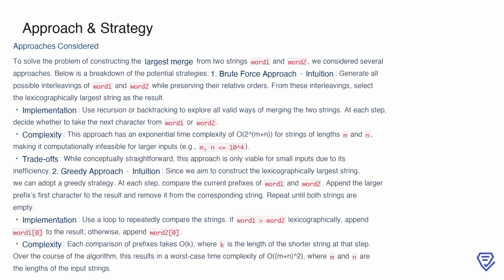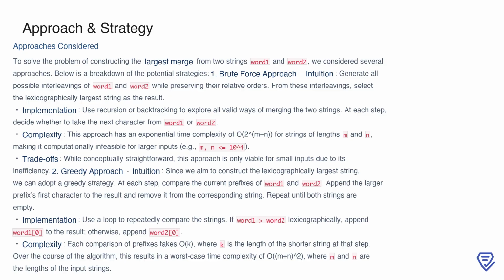To solve the problem of constructing the largest merge from two strings, we explored several approaches. First, let's consider the brute force method. The idea here is to generate all possible interleavings of the two strings, ensuring that the relative order of characters in each string remains preserved. Once all interleavings are generated, we simply select the lexicographically largest one as the result.